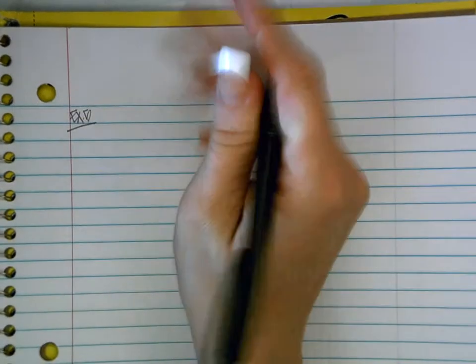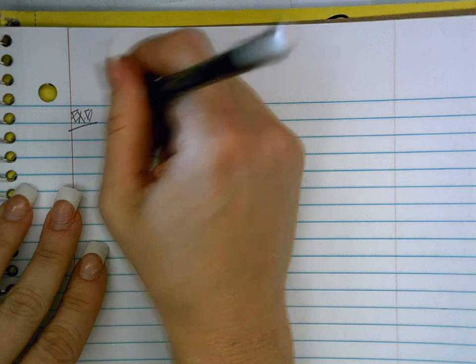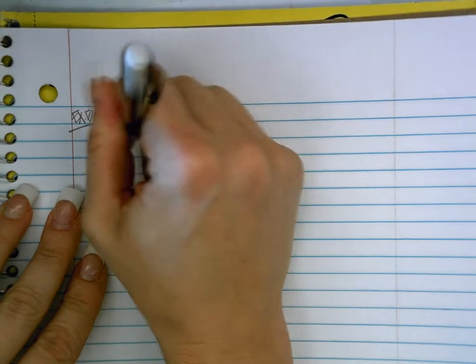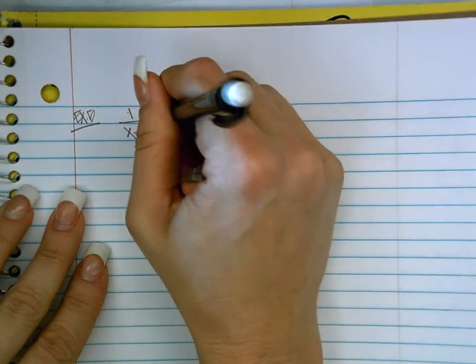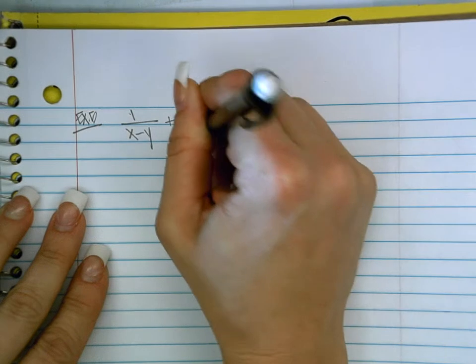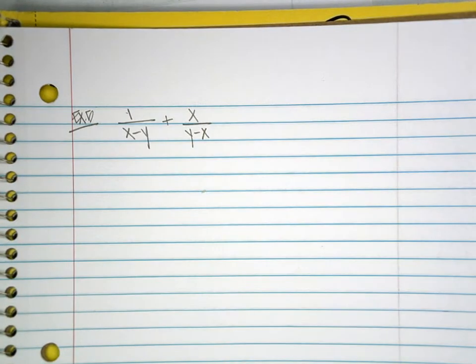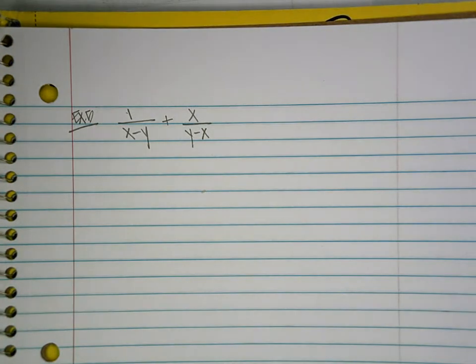Okay, for number 5. I'd like you to combine 1 over x minus y plus x over y minus x. 1 over x minus y plus x over y minus x. Are these common denominators? No. Probably have to flip them maybe. You do have to flip them.